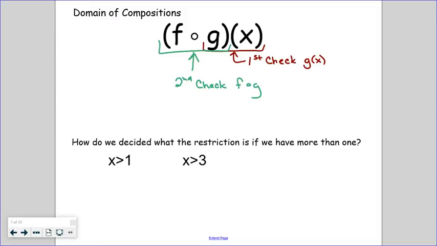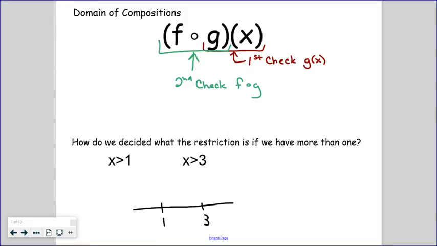So I have an example here. What if we checked g of x and it gave us a domain restriction that x had to be bigger than 1? And then we did our composition and we got a second domain restriction that said x had to be greater than 3. Well, what you want to do is compare those to each other and say, okay, of those options, which one is the most restrictive? So how do I figure that out?